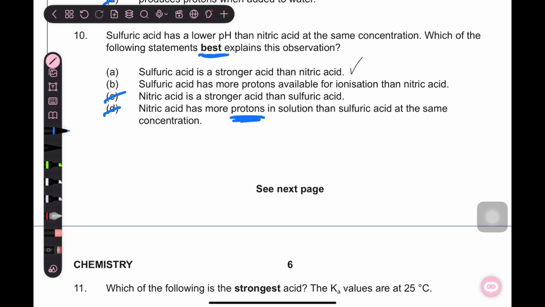And then option B: sulfuric acid has more protons available for ionization than nitric acid, which is correct, and it's a better answer than A because the number of protons that the acid produces is a determinant of the strength of the acid. So we can select this, and we can cross out part A.